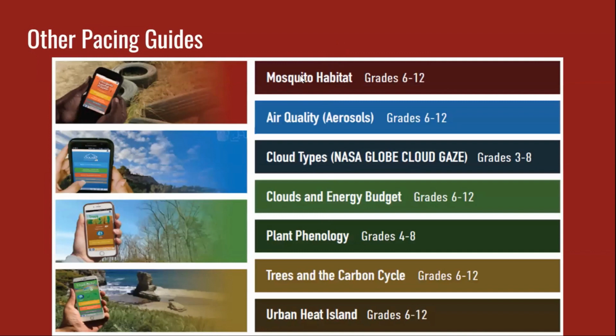The other guides are air quality or aerosols, cloud types with NASA GLOBE Cloud Gaze, the clouds and Earth's energy budget, plant phenology, trees and the carbon cycle, and urban heat island. All of these pacing guides use one of the tools in the GLOBE program's GLOBE Observer app.